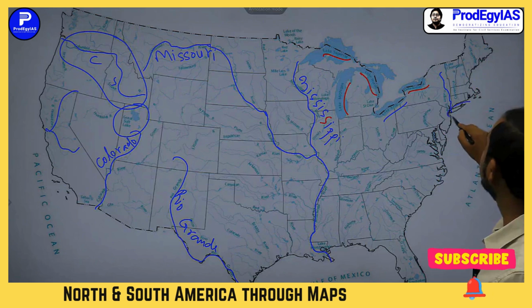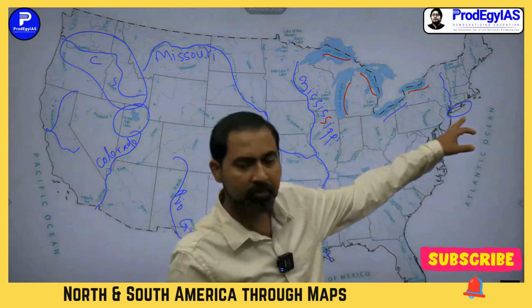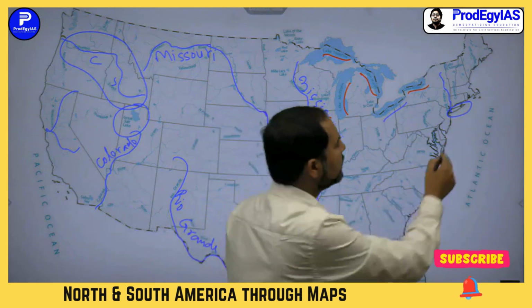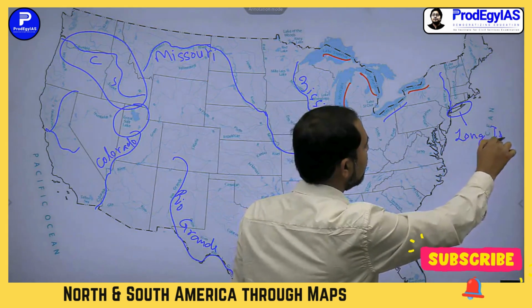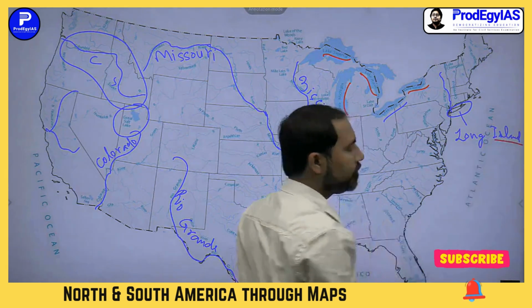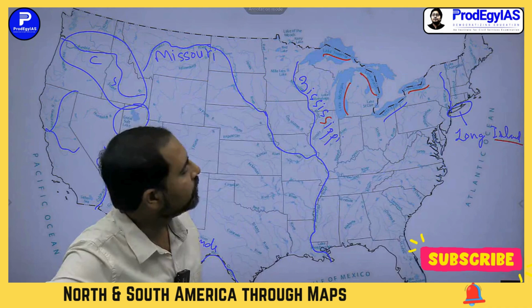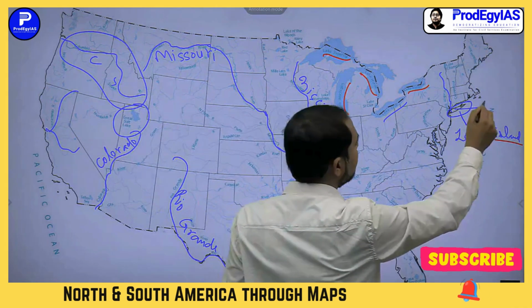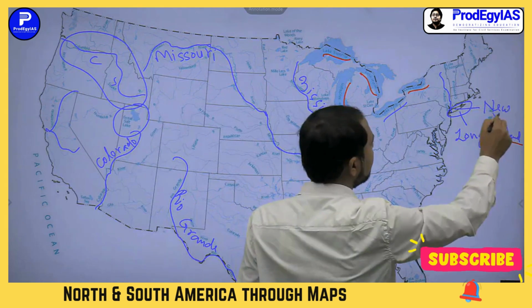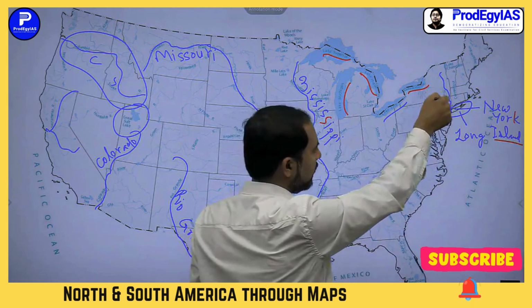This small island, on which the city of New York is based, is called Long Island. You might see Long Island on your atlas. The city of New York is over here, on the bank of the river Hudson. This is the Hudson River.